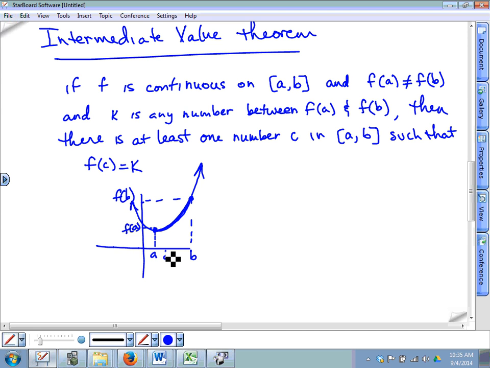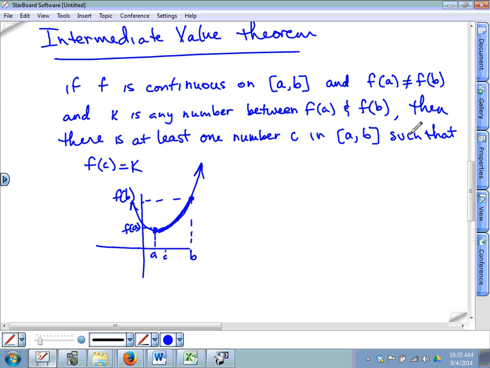Okay, so what this means is if I chose any number C, let's say I chose C right here, and then I evaluated f of C, then I'm going to get K, and K is going to be where? In between f of A and f of B, and the point here is wherever f of A is and f of B is, those are just numbers. Are they the same number? No. They're not the same number.